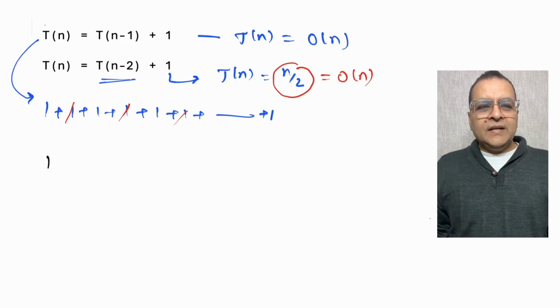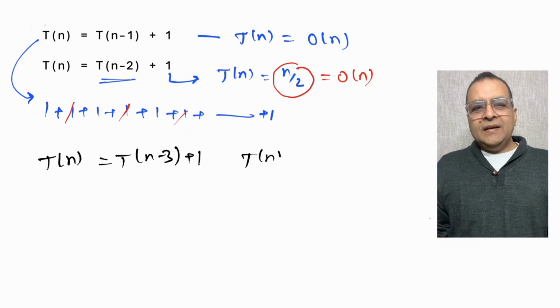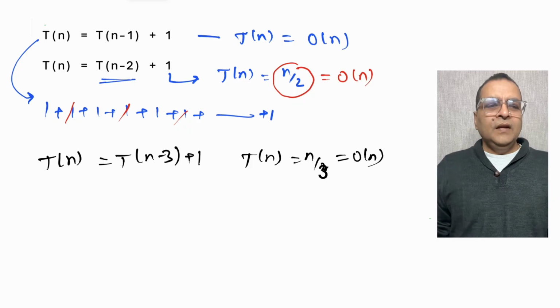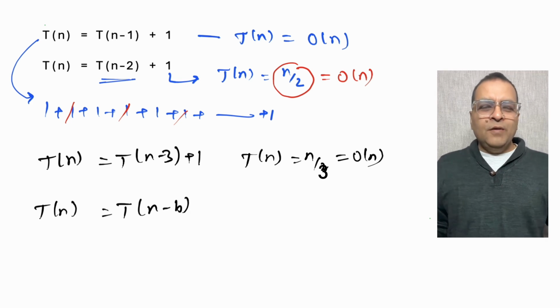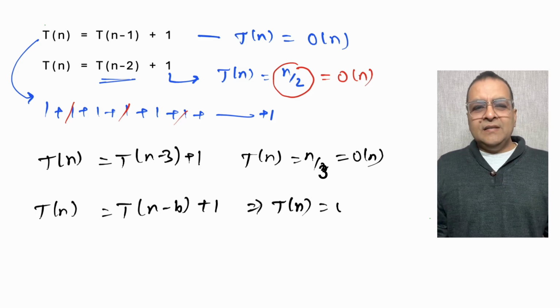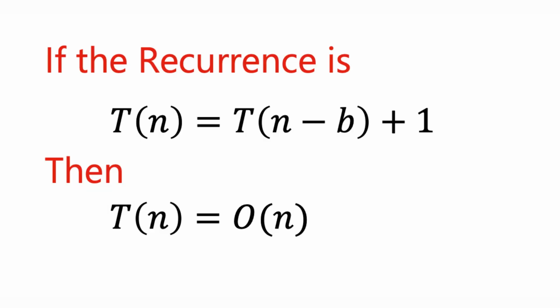What if this equation is T(n) is equal to T(n-3) plus 1? Again T(n) is n by 3, which is also big O of n. Therefore, if the equation is T(n) is equal to T(n-b), where b is any constant greater than 0, plus 1, then we can say that T(n) is big O of n.